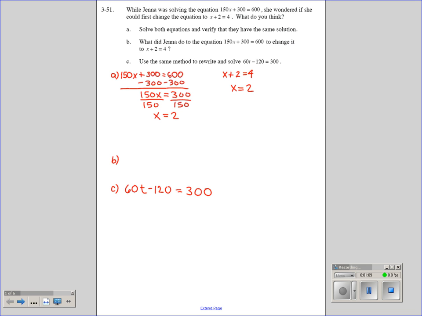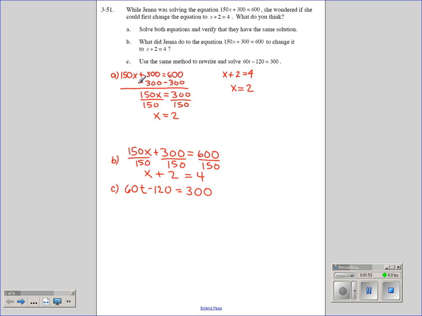Now part B asks, what did Jenna do to the equation 150x plus 300 equals 600 to change it to x plus 2 equals 4? Well, if we look at 150x, 300, and 600, we ask ourselves, what is a common factor that goes into each of those? 150 is a factor that goes into each of them. So if we divide each part by 150, we'll end up with x plus 2 equals 4.